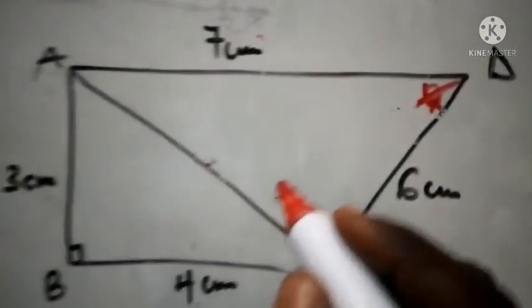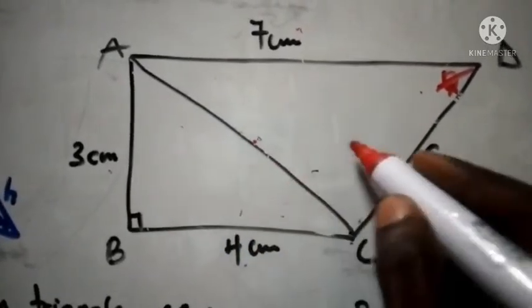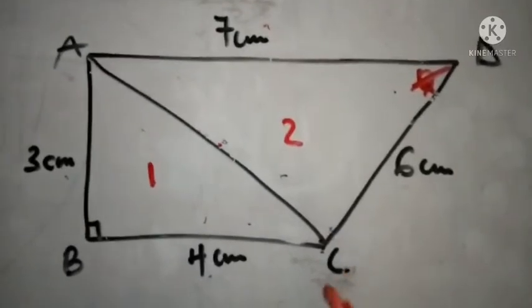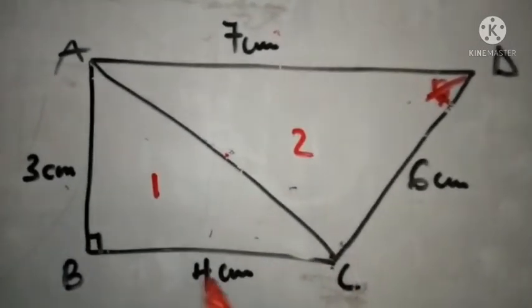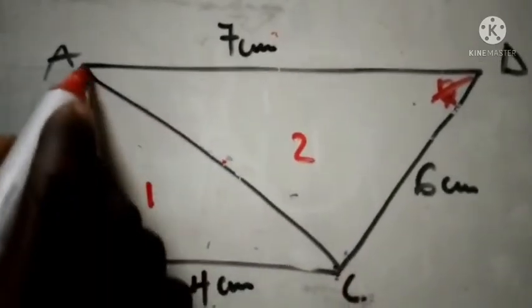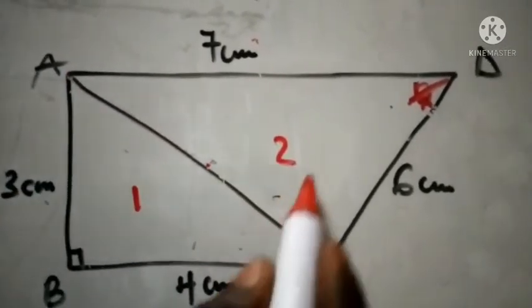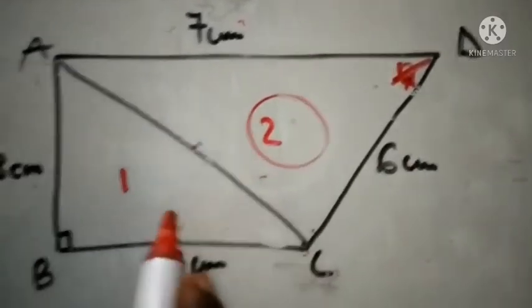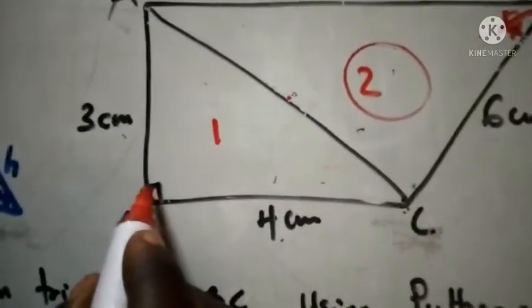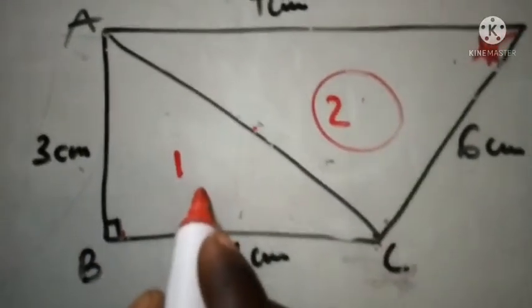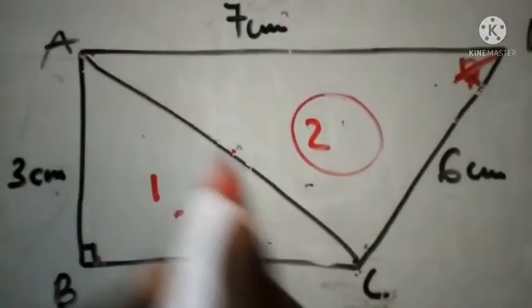You can see that this is a combination of 2 triangles. This is the first one, and this is the second one. So the way of using the cosine and the sine rule is that we need to know the length here, the distance from A to C, so that we can apply the cosine rule on this triangle. Now look at the first triangle. This is a right angle triangle, so we are free to use the Pythagoras theorem on the first part to determine this length here.